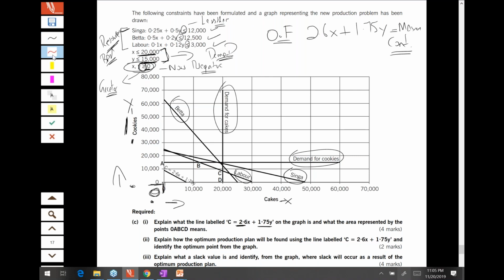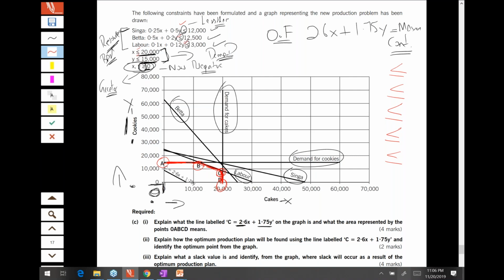Now, where is the feasible area? As all the inequalities are less than or equal to, the most inner region is the feasible area. So the feasible area in this question is A, B, C, D. This is the first point, the second point, the third point, and the fourth point. So it's OABCD, the feasible area. Now we need to find out the answer.